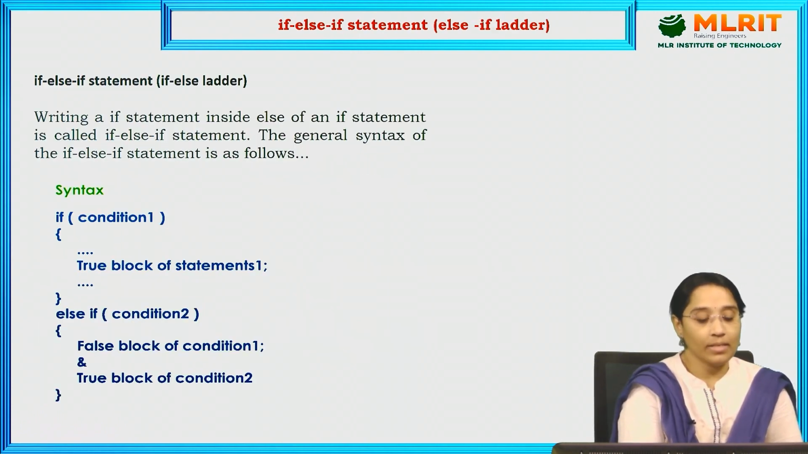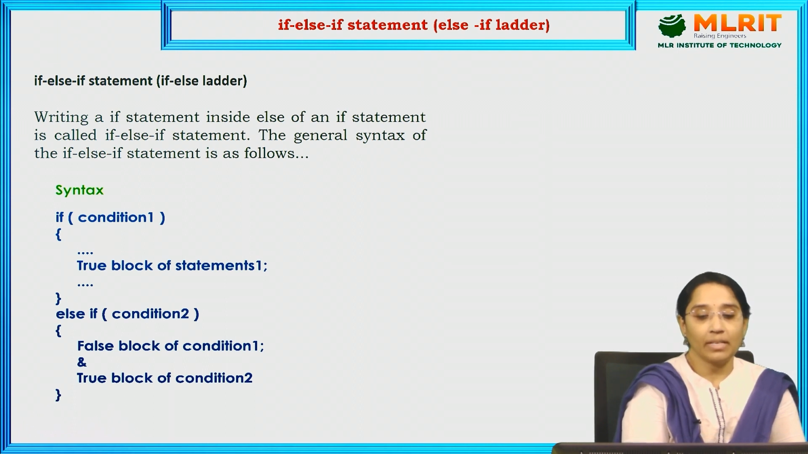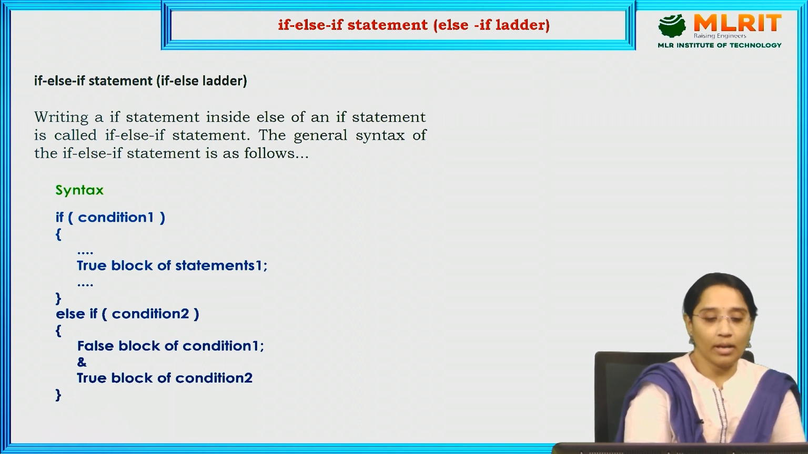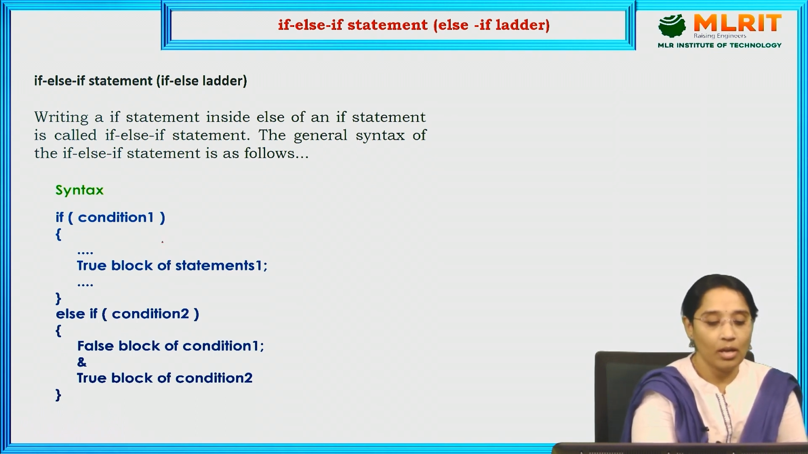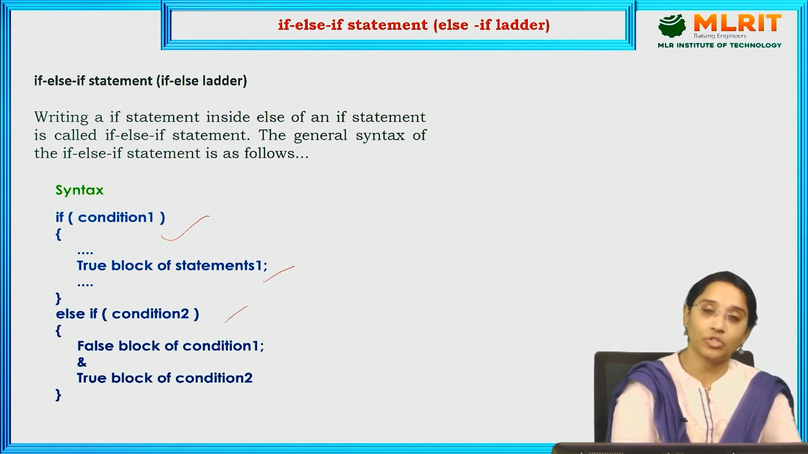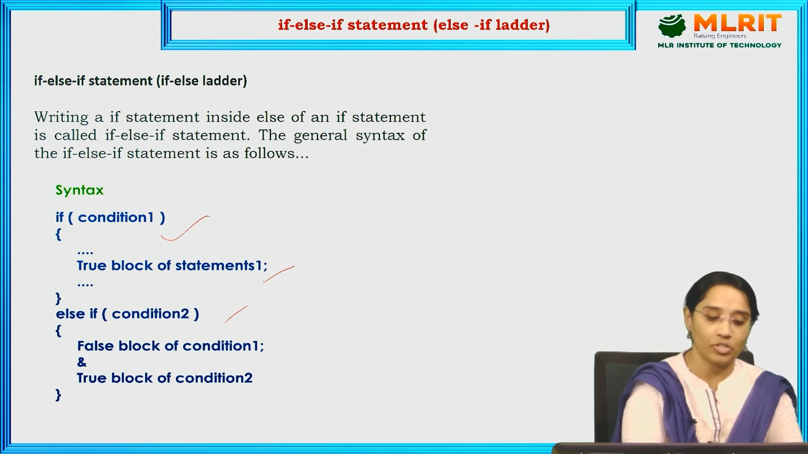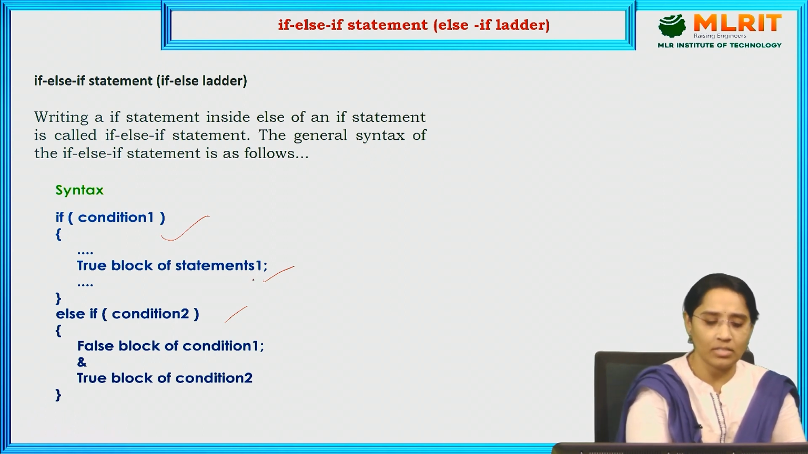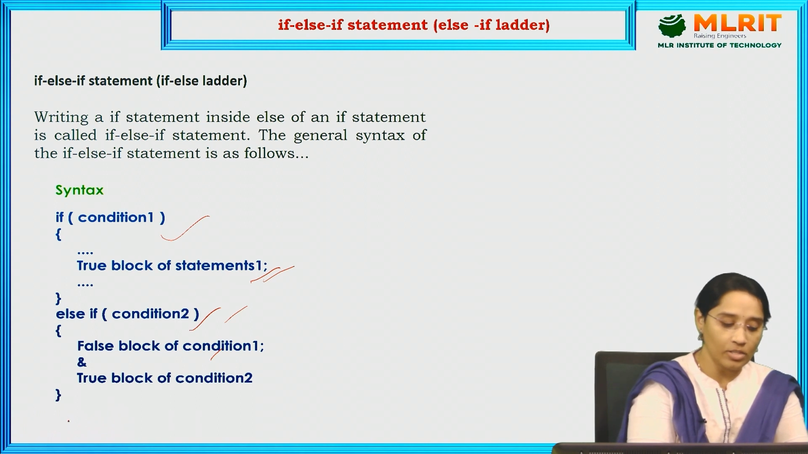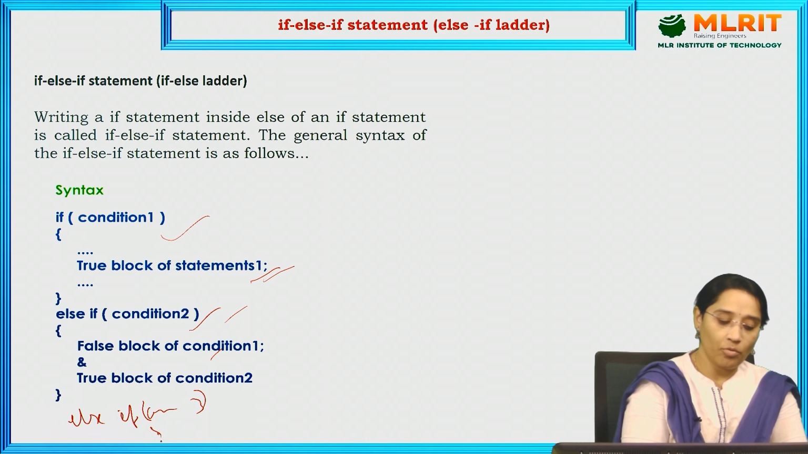Next one, else if ladder. Writing an if statement inside an else of an if statement is called an else if statement. The general syntax of if else if statement is as follows. If condition 1, the true block statement will execute, else if condition 2. Based on the conditions you have, you can use this else if condition. If the condition is satisfied here, the true block will execute. Else if this one. Otherwise, if you have another condition, again you can include else if condition 3, and the true and false block statements will execute.